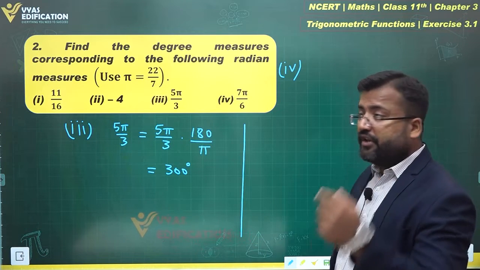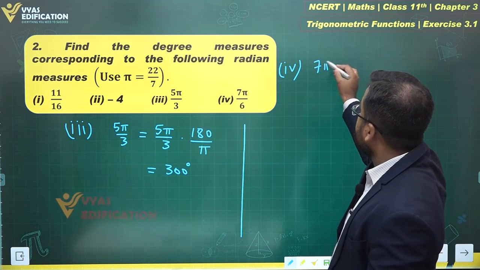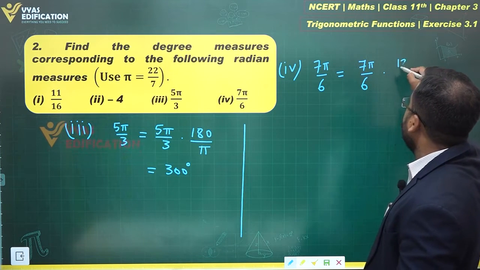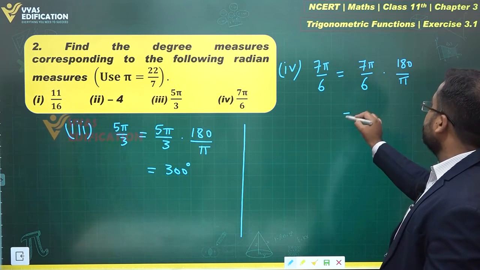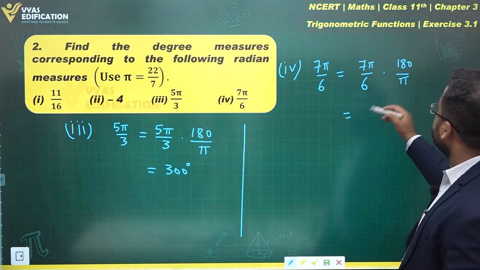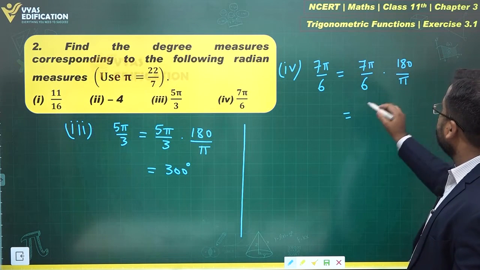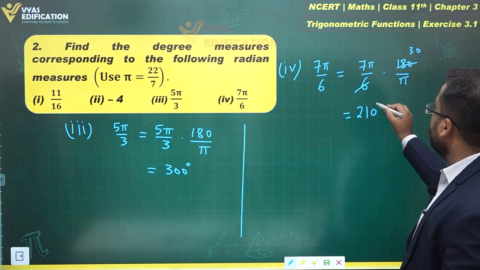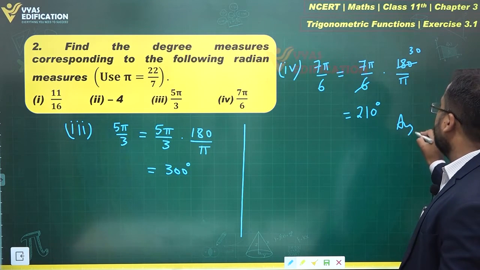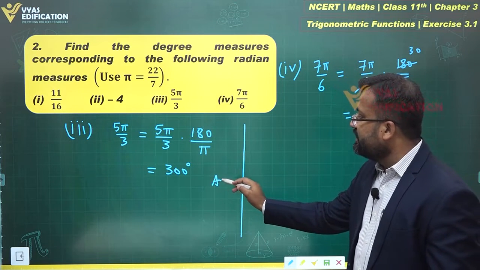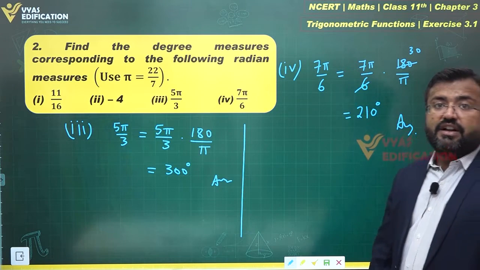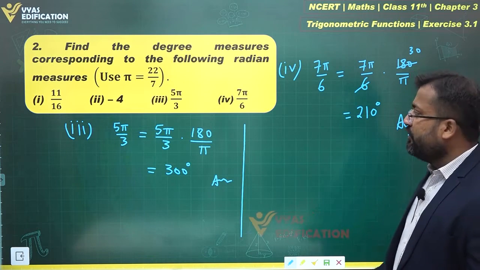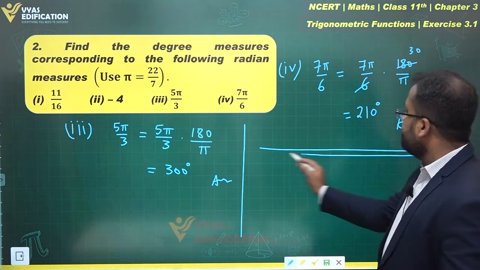But let's try to calculate it from the basics. 7 pi by 6 would be equal to 7 pi by 6 times 180 upon pi degrees. Now what is that equal to? This is 210 degree. That's my answer in this part, right? So that is another standard angle, and if you want to practice, I would give you a few more standard angles.